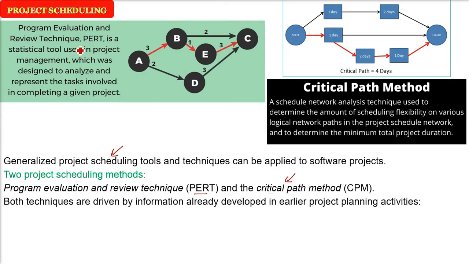So PERT, Program Evaluation and Review Technique, is a statistical tool used in project management that was designed to analyze and represent the tasks involved in completing a given project. The critical path method, CPM, is a schedule network analysis technique used to determine the amount of scheduling flexibility on various logical network paths in the project schedule network and to determine the minimum total project duration.